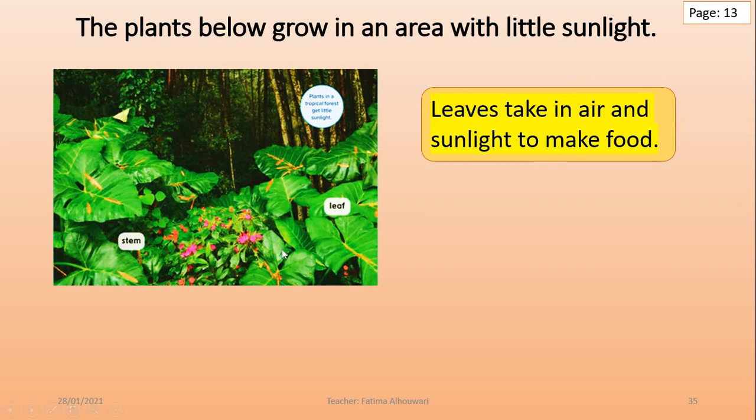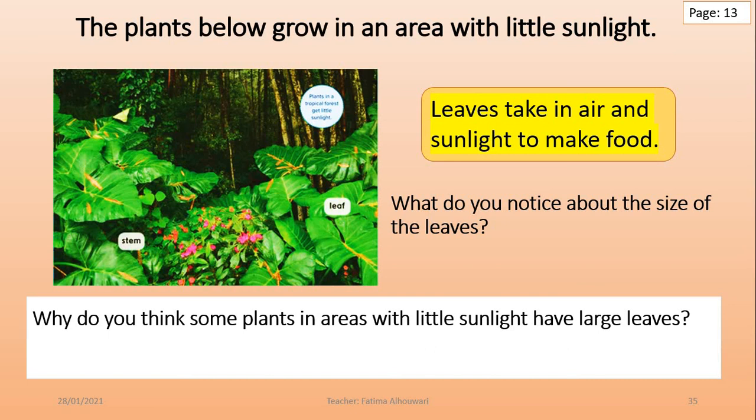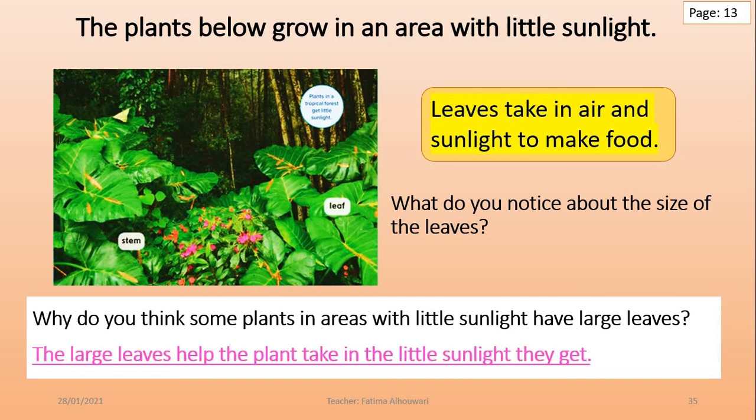In this picture, as you see, the plants below grow in an area with little sunlight. So, what do you notice about the size of the leaves? Here they are. They are very large, right? Why do you think some plants in areas with little sunlight have large leaves? Yes, because the large leaves help the plant take in the little sunlight they get.